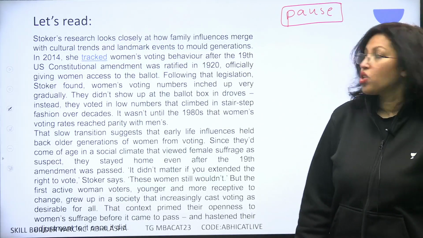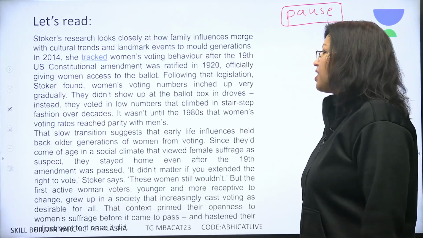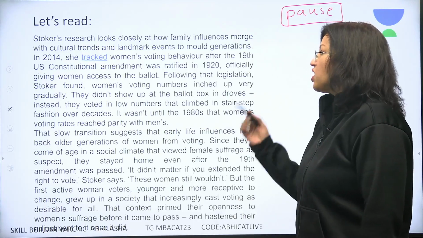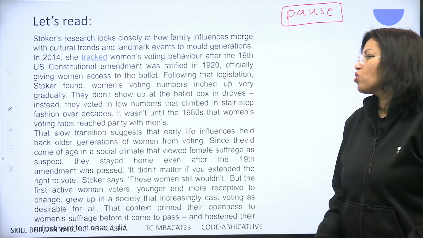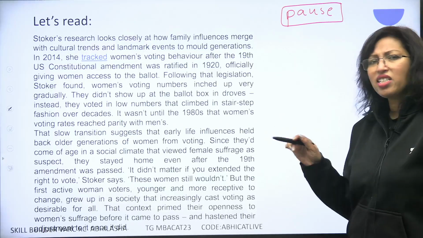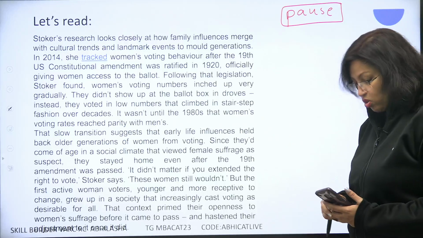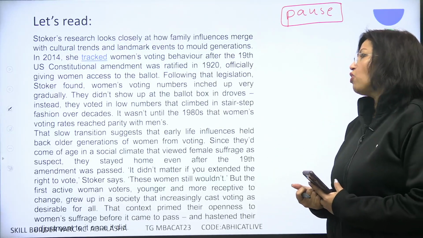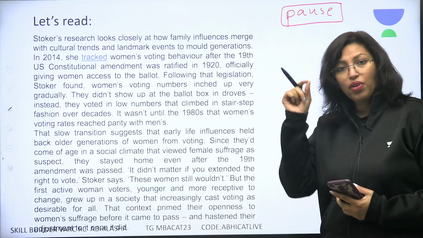Stoker's research looks closely at how family influences merge with cultural trends and landmark events to mold generations. In 2014, she tracked women's voting behavior after the 19th US constitutional amendment was ratified. Ratified means it was accepted, right? All the parties agreed to it. In 1920, it officially gave women access to the ballot, so they were allowed to vote. Following that legislation, Stoker found women's voting numbers inched up very gradually. So they went up very, very slowly.